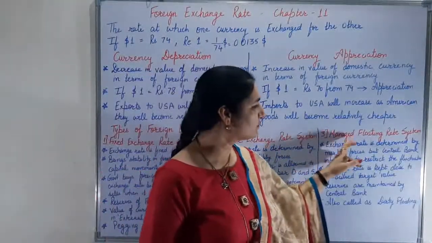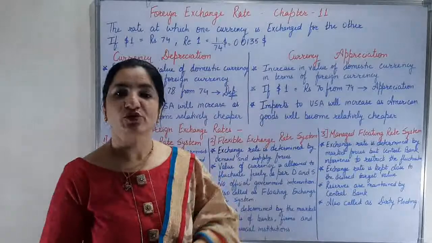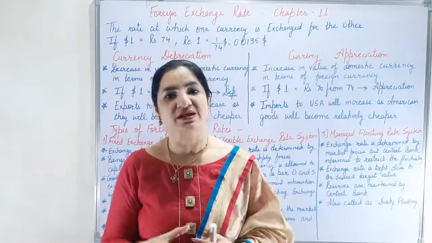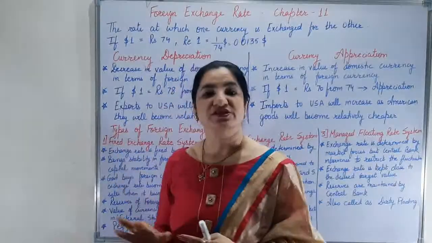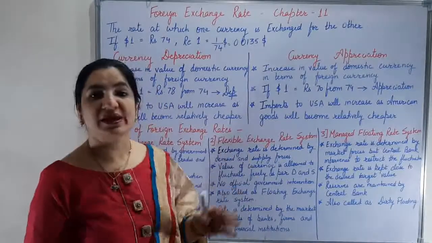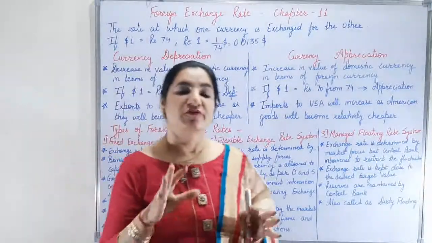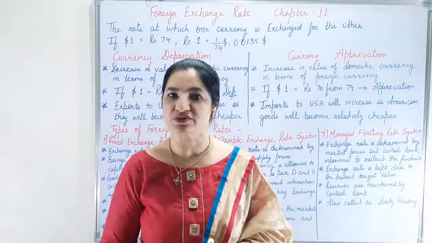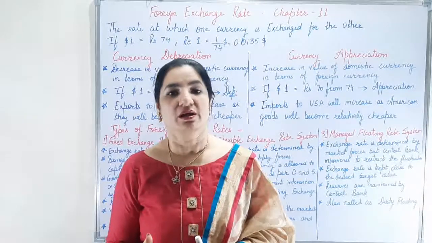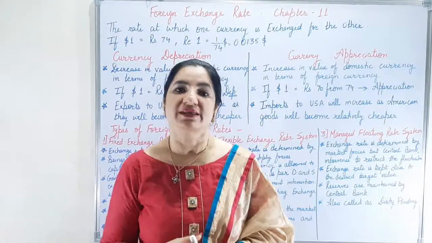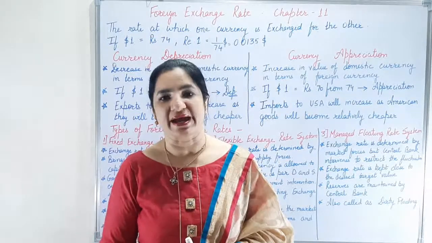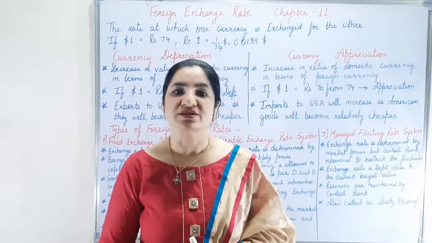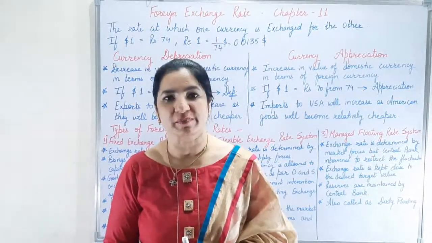The third kind of system is the managed floating rate system. The managed floating rate system is a hybrid system, which we can say is a mix of the fixed exchange rate system as well as the flexible exchange rate system. In this, first of all, the currencies are allowed to float in the market as per demand and supply forces. But when the central bank of the country observes that the value of currency is going below or above the desired level, at that time restrictions are put and the central bank intervenes.